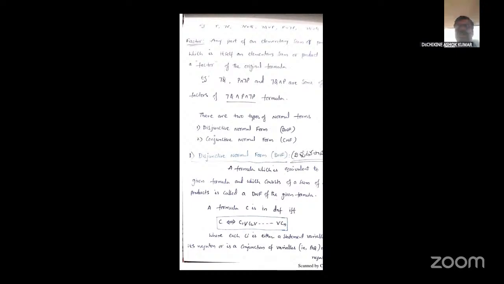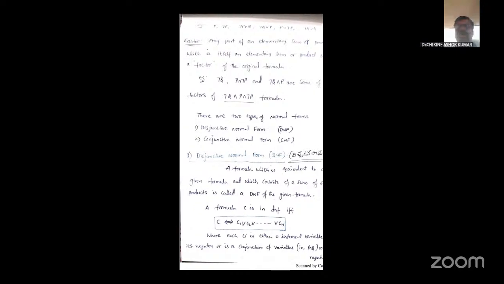Into two types. Just now I explained, we'll go through it in detail. So there are two types of normal forms. One is disjunctive normal form (DNF). Another one is conjunctive normal form (CNF). Okay, first let me discuss the DNF, disjunctive normal form.